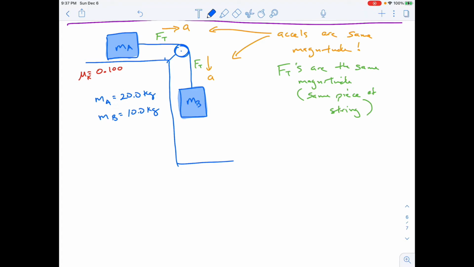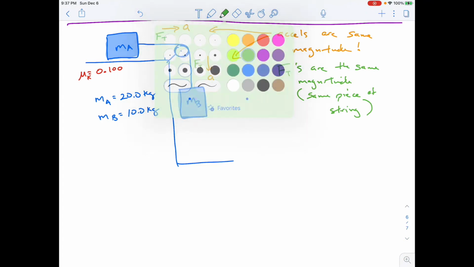Later in the year, we're going to add in some complexities where the pulley actually will matter. But for now, let's just say the pulley doesn't really affect anything. The only thing the pulley does is it redirects the force of tension in the string.